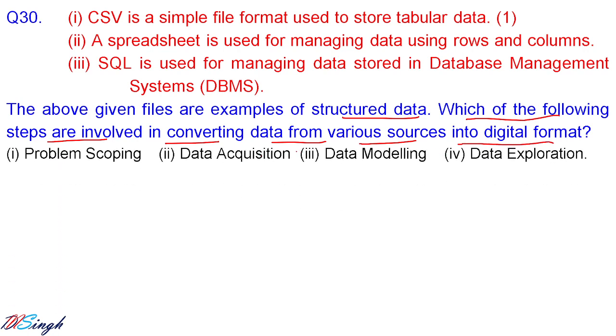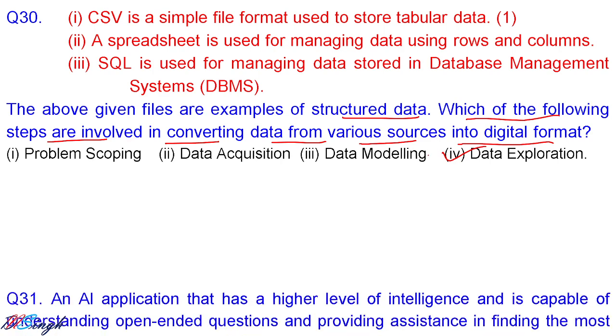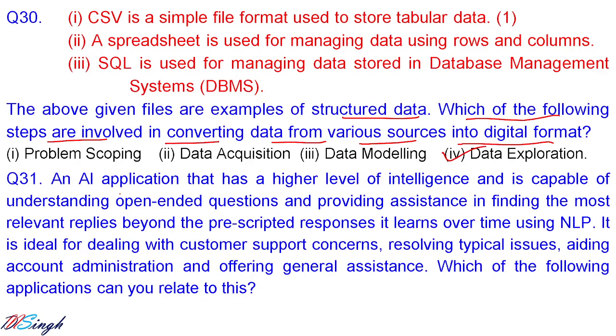So here the correct option is data exploration. Which of the following steps are involved in converting data from various sources into digital format? The answer is data exploration. You have already acquired the data. Now you want to convert it into a proper format so you can work on it. And that happens during the stage of data exploration. Let us go for question number 31.